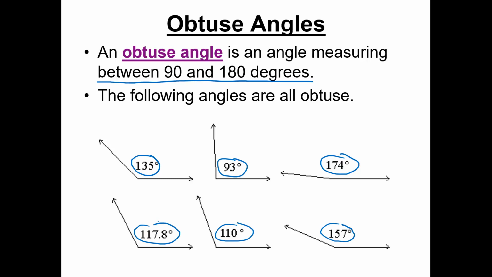As you can see in this example here, it can be a decimal, guys. As long as it's more than 90 degrees but less than 180 degrees, then we call it an obtuse angle.